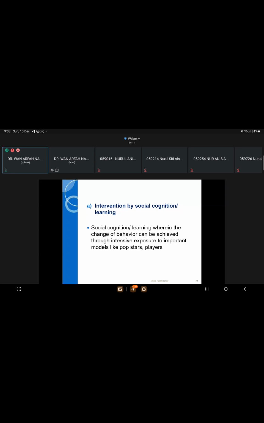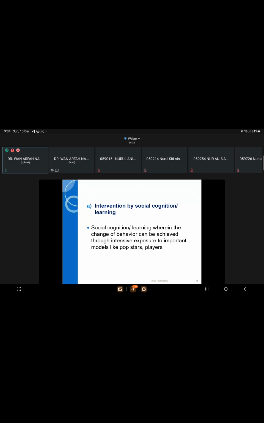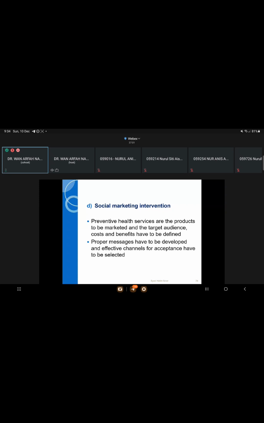All right, so these are a few examples in the community trial. The methods that can be implemented in the community trial, the ones listed down here, there are four of them. We talk about social cognition or learning. And then intervention by reasoned action and planned behavior. This is the second type. And then by persuasive communication. And then we have one more, which is social marketing intervention.